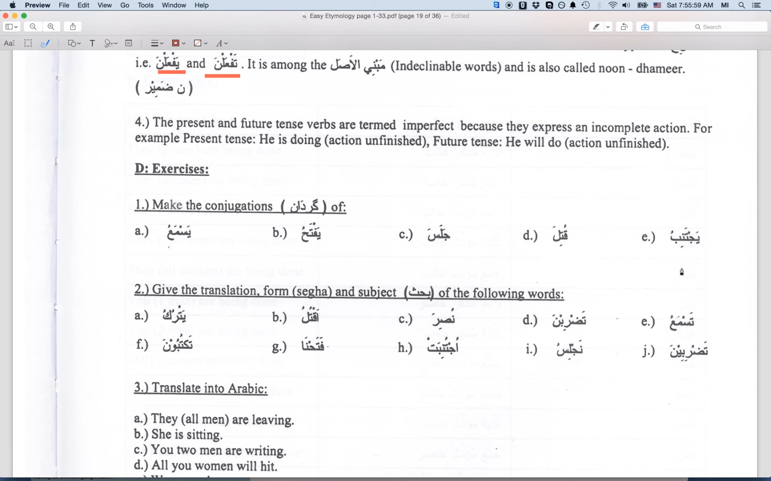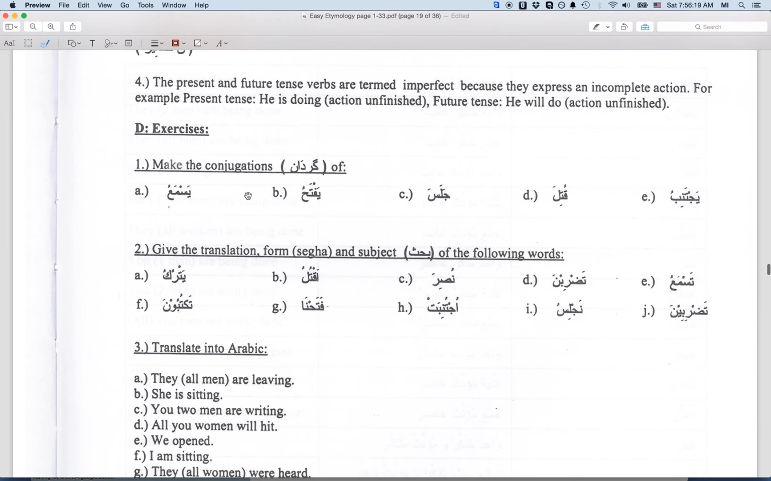يجتنب يجتنبان يجتنبوا يجتنبون. تجتنب تجتنبان يجتنبن. They all women refrained. تجتنب تجتنبان تجتنبون. You all men refrained. تجتنبين. You one woman refrained, and so on. أجتنب نجتنب at the end.